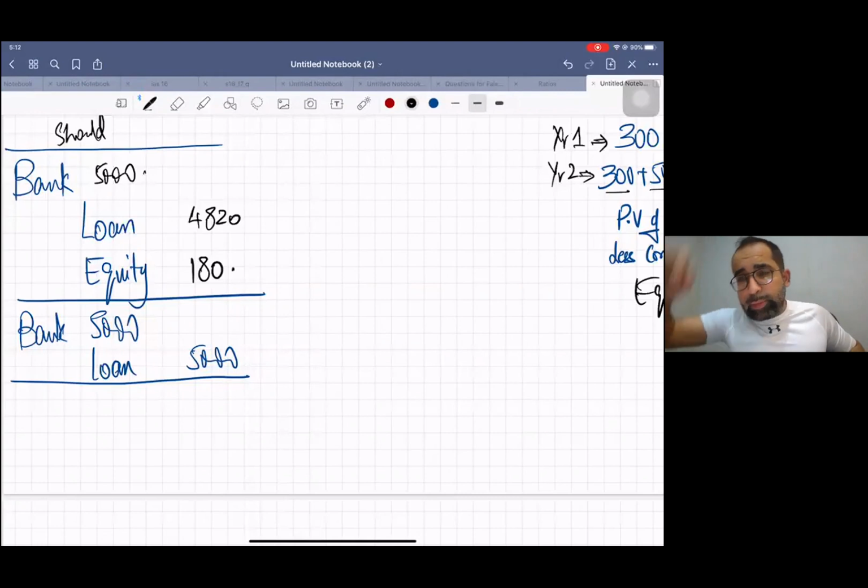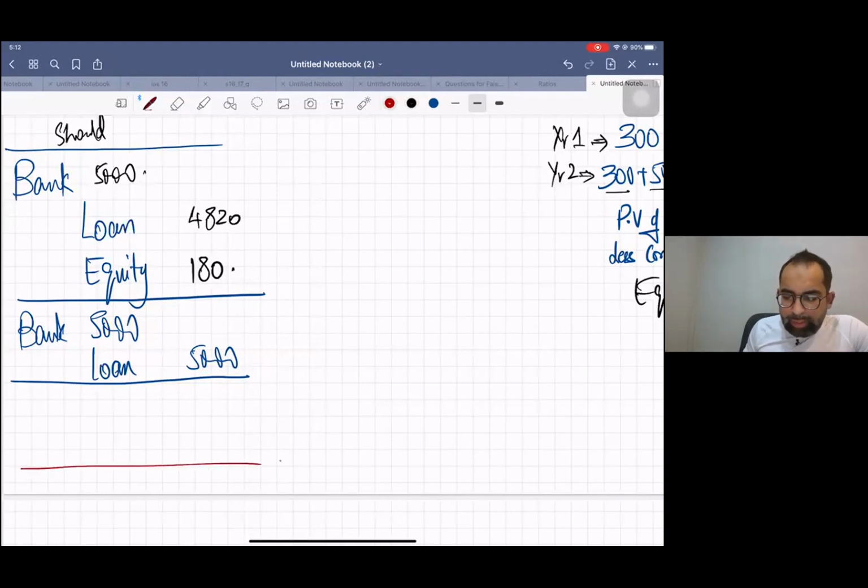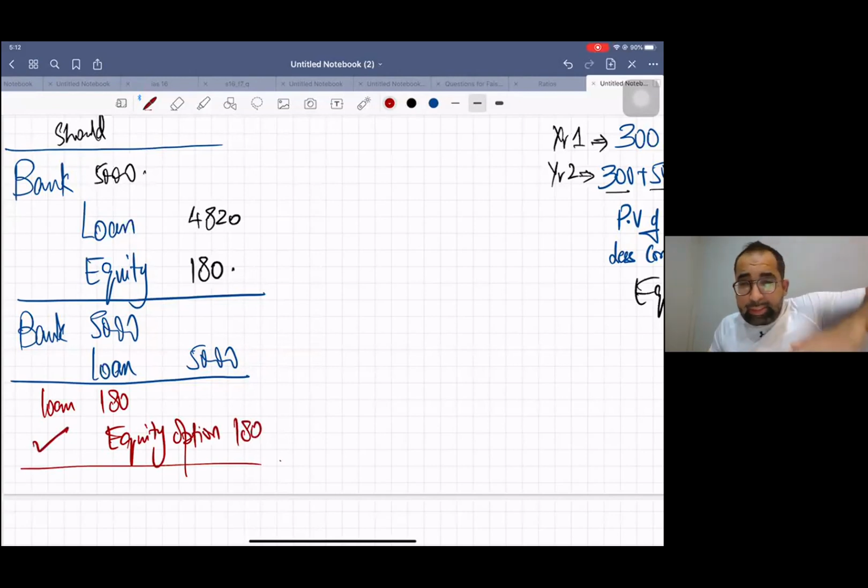But go and read the question. What did the accountant actually do? He recorded the complete 5,000 as a loan. So the accountant made the entry debit bank 5,000 and credit loan 5,000. So now you tell me what should be the correcting entry. You need to reduce the loan by 180, and you need to increase the equity option by 180.